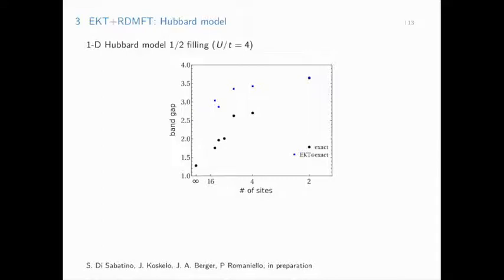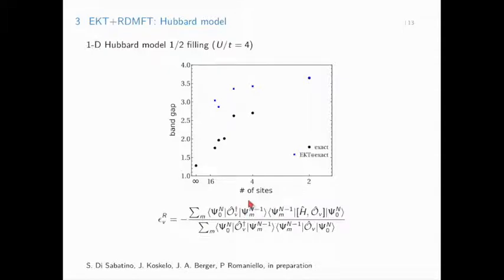This can be understood by looking directly at the EKT equations. Let's first focus on the removal part. This is the expression for the removal energy that I gave you before. What we do is insert a complete set of eigenstates of the n-1 electron system here. From the action of the Hamiltonian on the left and then on the right, we obtain this expression, where these energy differences are the exact removal energies of the system.